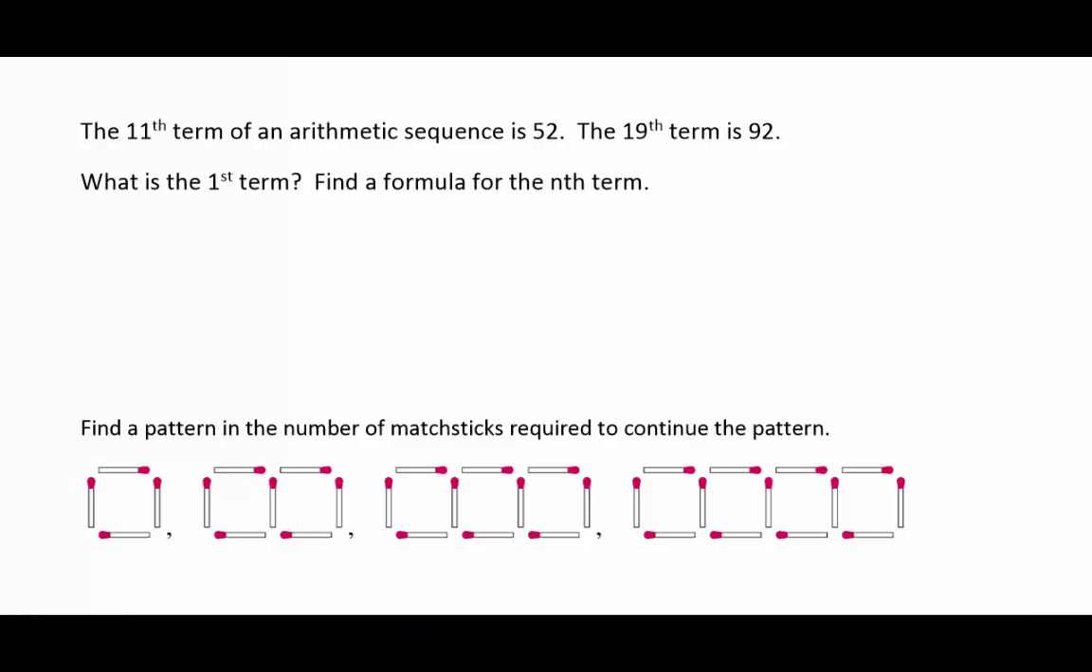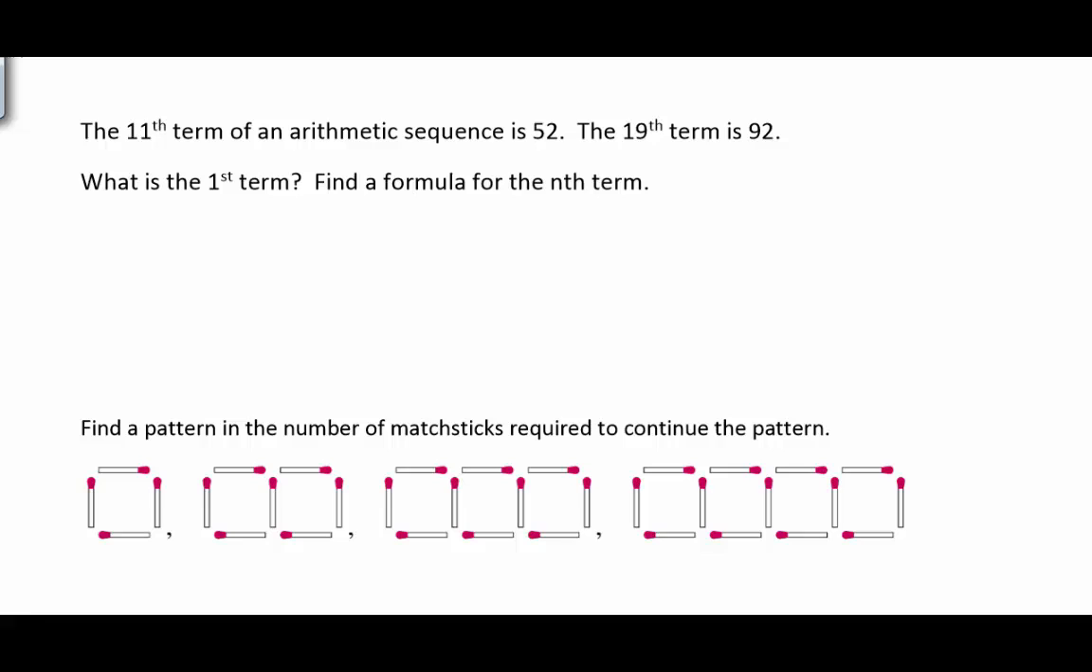Okay, so this is a nice application that brings up some college algebra skills. We're going to be given certain numbers in the pattern, and we want to work backwards and figure out what the first number is, and then what the general pattern of the sequence is. Okay, I'm told the 11th number is 52, and the 19th number is 92.